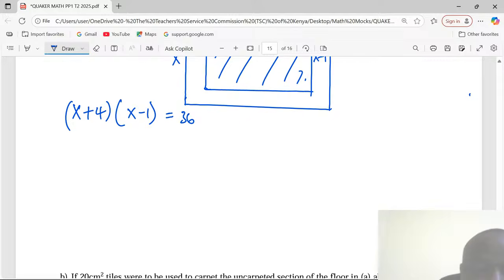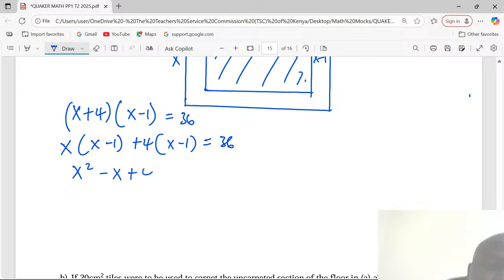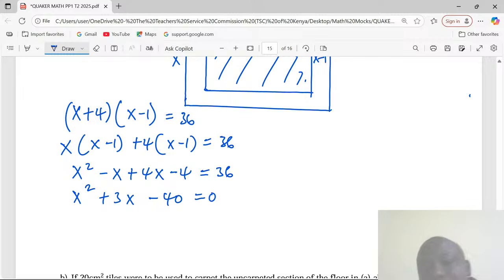Let's get the value of x first. x times x minus 1, then positive 4 times x minus 1 equals 36. This is x squared minus x plus 4x minus 4 equals 36. x squared plus 3x minus 40 equals 0. Yes, minus 40, because minus 4 minus 36 becomes minus 40.